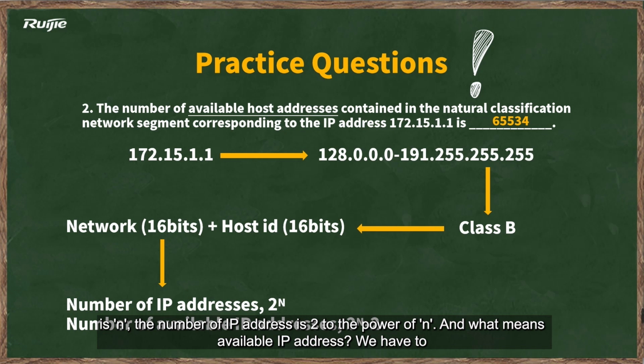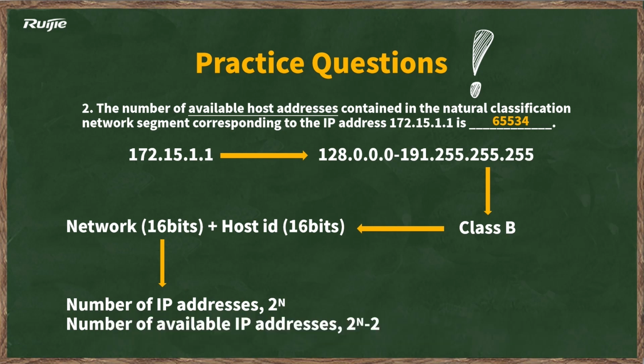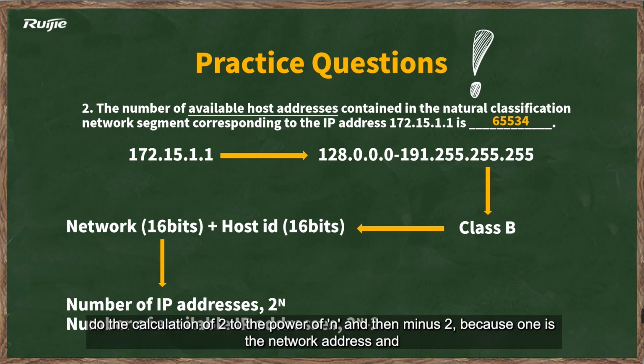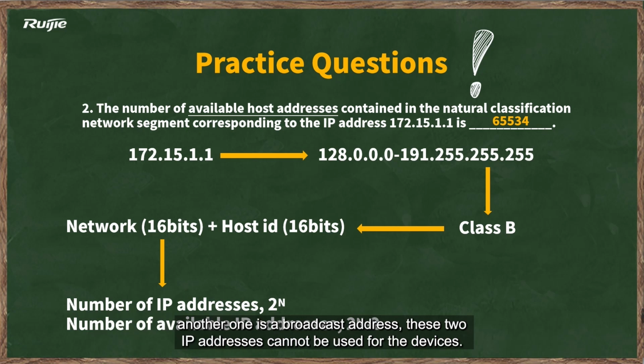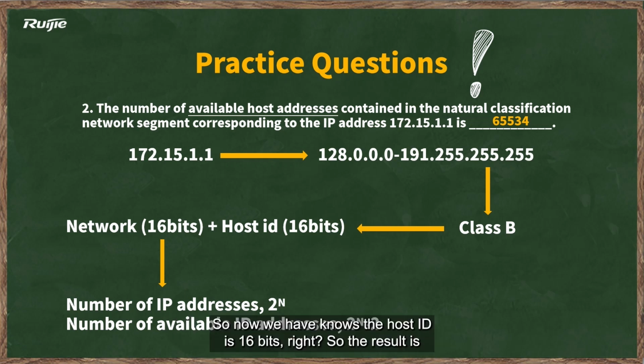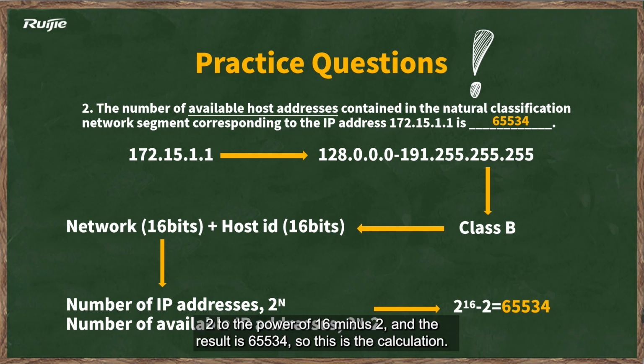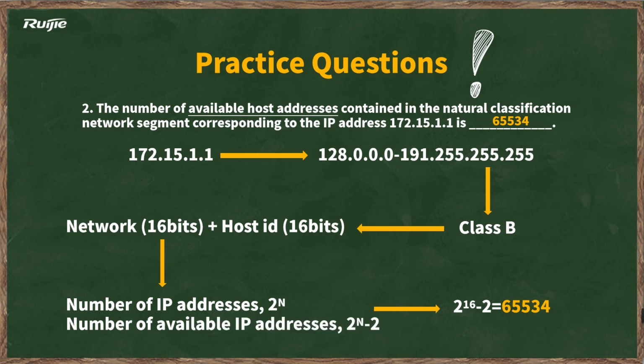And what does available IP address mean? We have to calculate 2 to the power of n and then minus 2, because one is the network address and another one is the broadcast address. These two IP addresses cannot be used for the devices. So now we know the host ID is 16 bits, right? So the result is 2 to the power of 16 minus 2, and the result is 65534. So this is the calculation.